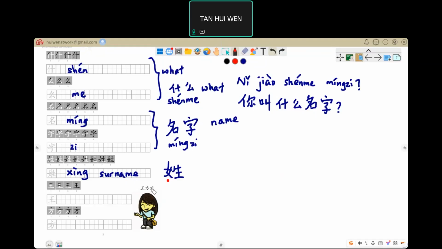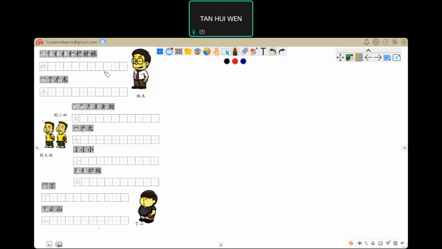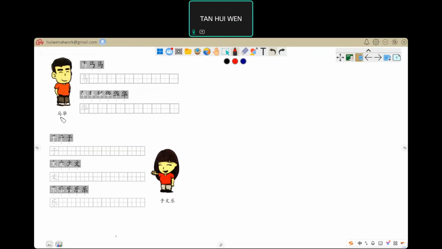This is Wang Fangfang. This girl is Wang Fangfang, and then we have another person, Ling Mu. Liu Dashuang, Liu Xiaoshuang, and Ding Shan. This guy is Ma Hua. This is Yu Wenle. So this is the last page for Unit 1, which is Lesson 1 and Lesson 2. So that's all for today. 谢谢大家. Thank you very much.